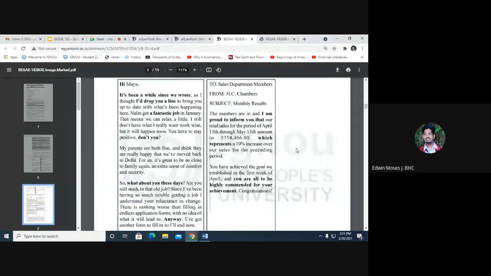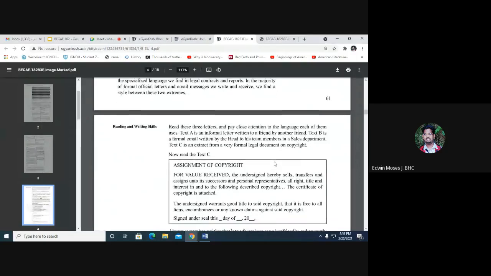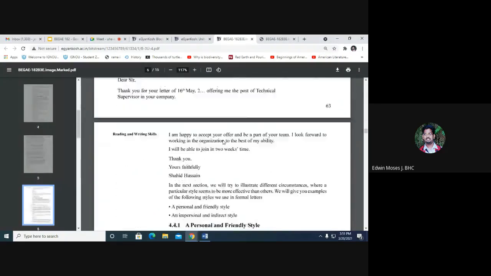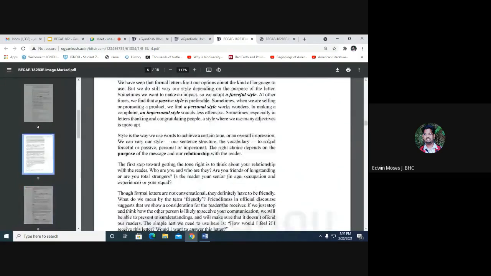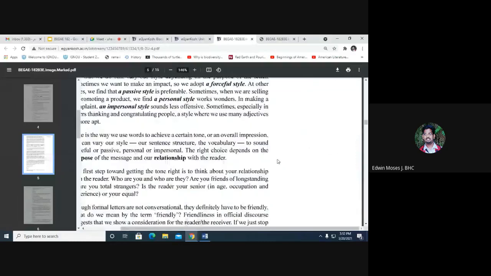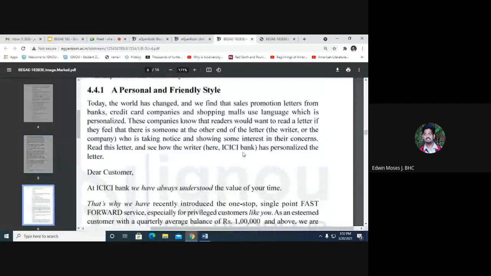So these are some examples you can go through and try to do the exercises that will help you a lot to understand the content and help you to write your assignments well, okay? Try to do these exercises that are there. I just want to show you some of these styles, with regard to the purpose of the letter. Can anyone read? This is a friendly and personal style.